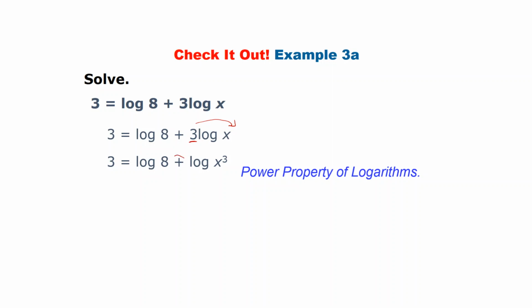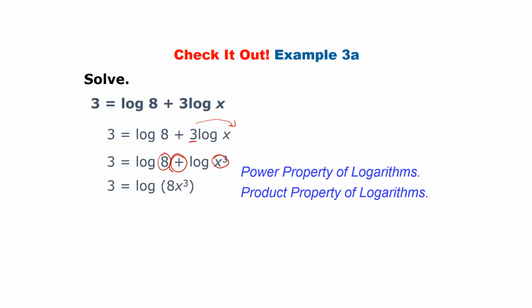Now notice that I have a plus here. So what can I do with my 8 and my x to the third when I have a plus? Well, I multiply those together, so I get log 8x to the third equals 3. So now what would we do that would work here? Well, we could use 10 as a base for both sides.